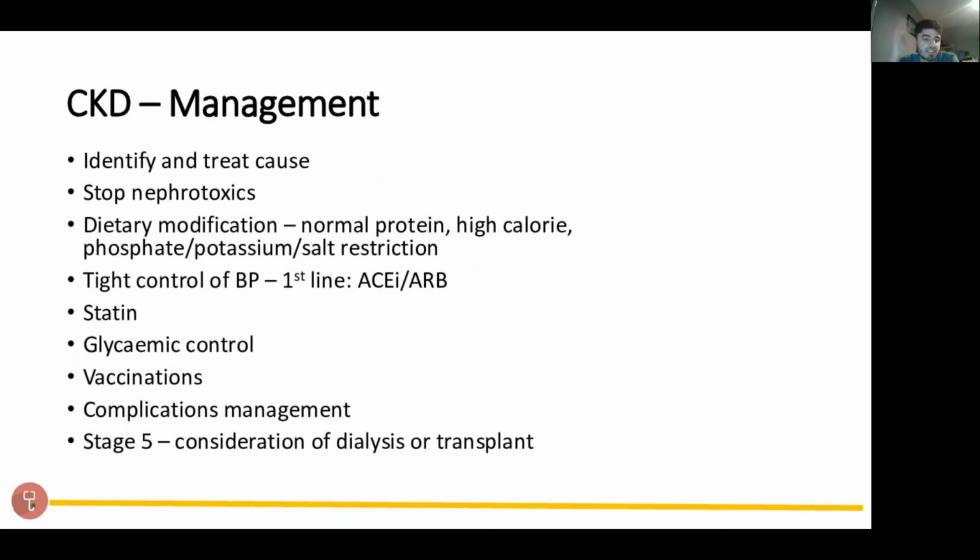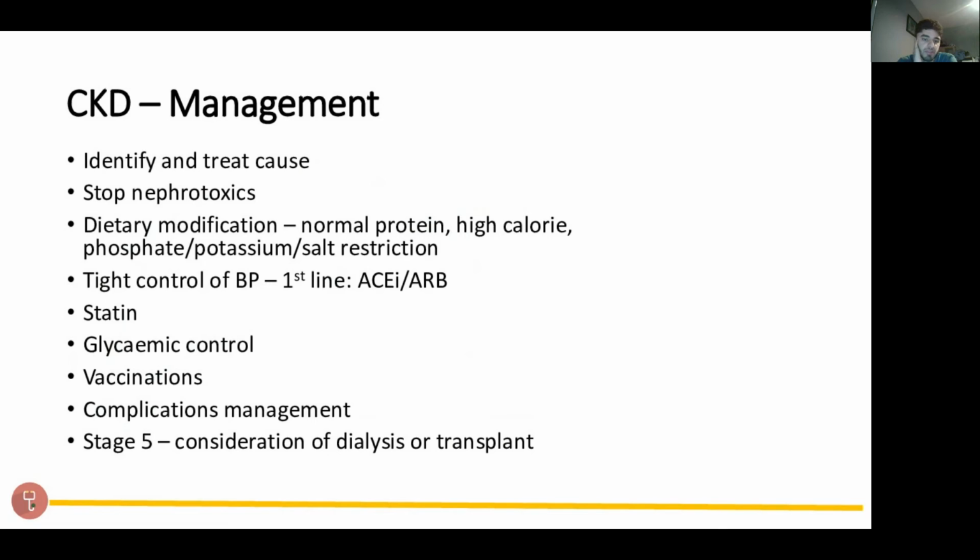Stop any nephrotoxics. You want to try and protect the kidneys as much as possible. And dietary modifications is really important. So things like a normal protein diet, but low phosphate, low potassium, and low salt is crucial. And actually, this could be something like an OSCE scenario, to be honest, where you have to talk to a patient about and counsel them really about how we're going to treat their CKD in terms of lifestyle measures as well as medicines. Often, give them statins.